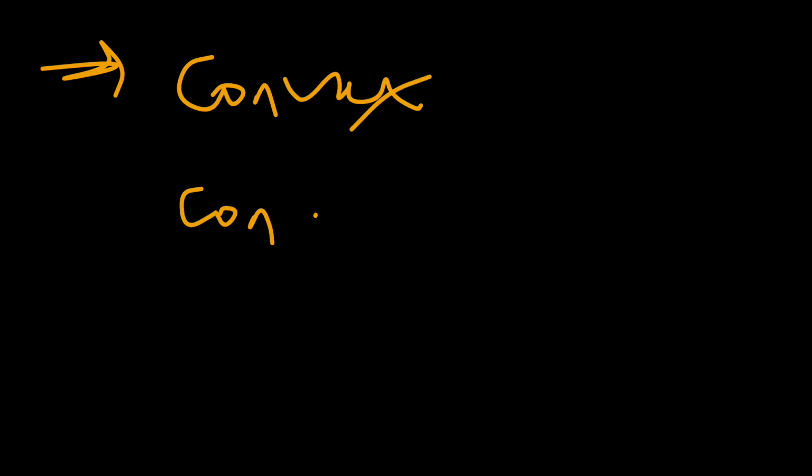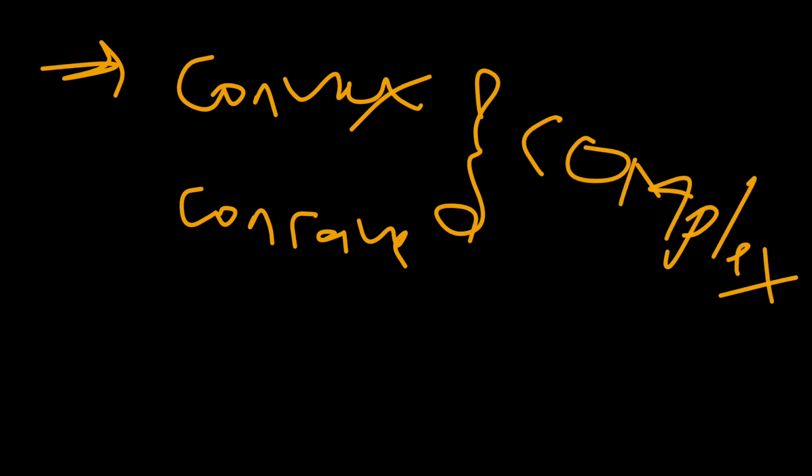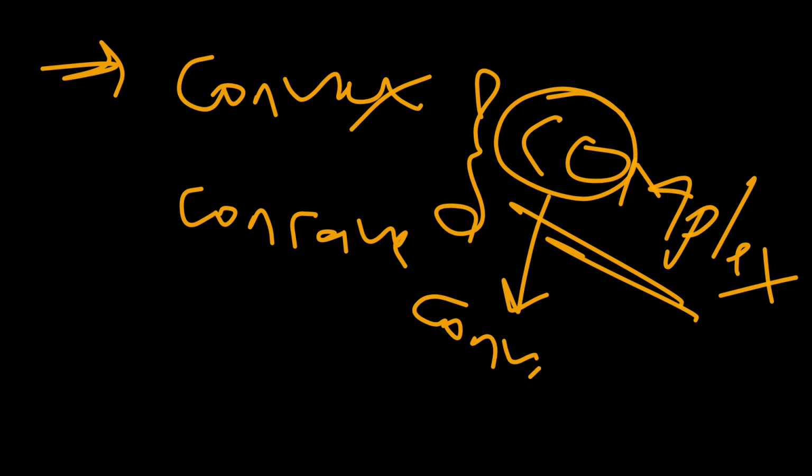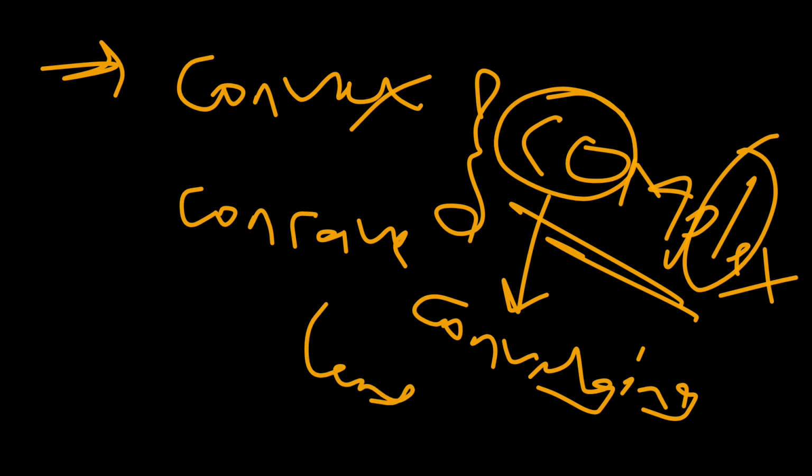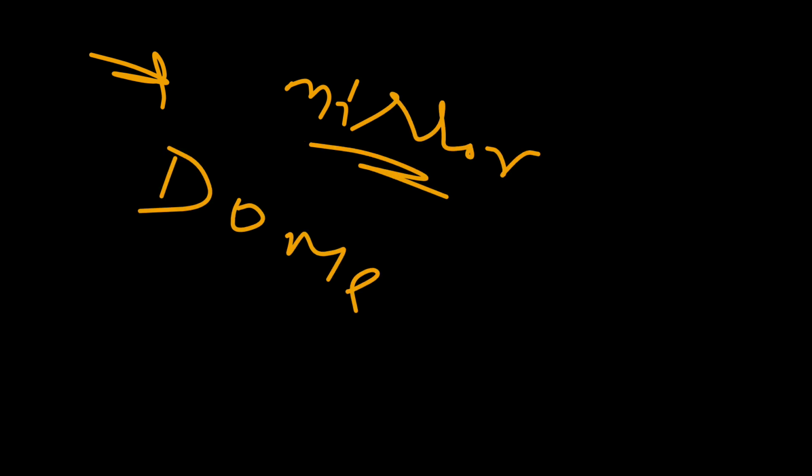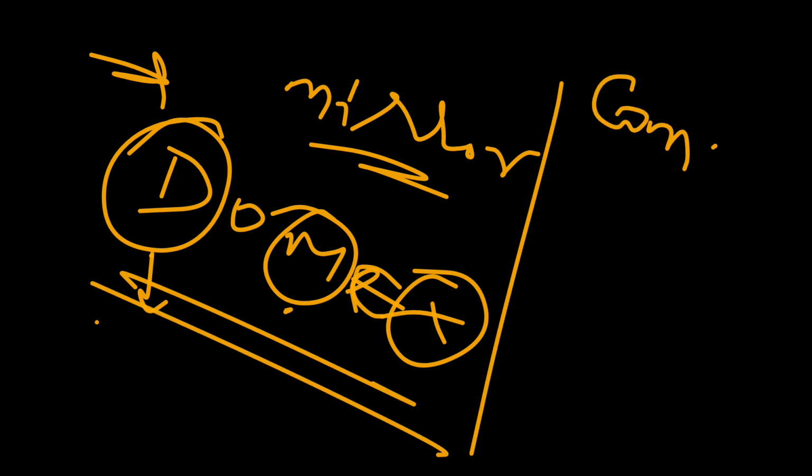We have a simple trick to remember convex lens and concave lens. The trick is to remember the word complex. CO for converging, X for convex lens, so converging lens is convex lens. A similar type of word we learned previously for mirrors, that is nothing but DOMEX. In DOMEX, D is for diverging, M is for mirror, so diverging mirror is convex mirror. Here again, for lenses, complex.